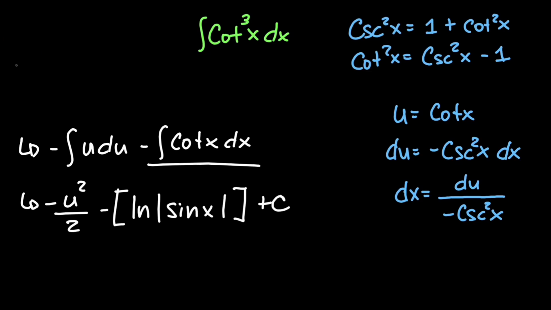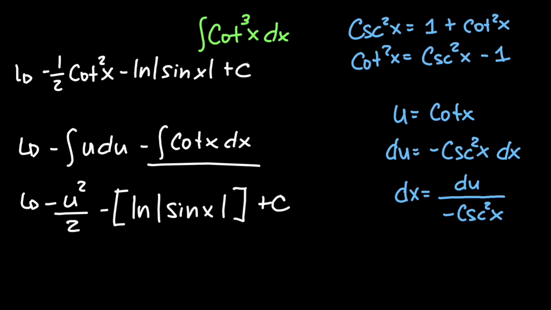And so put u back into its original form, so you are left with negative 1/2. U here is cotangent of x, cotangent squared of x, minus natural log of the absolute value of sine of x plus constant of integration.